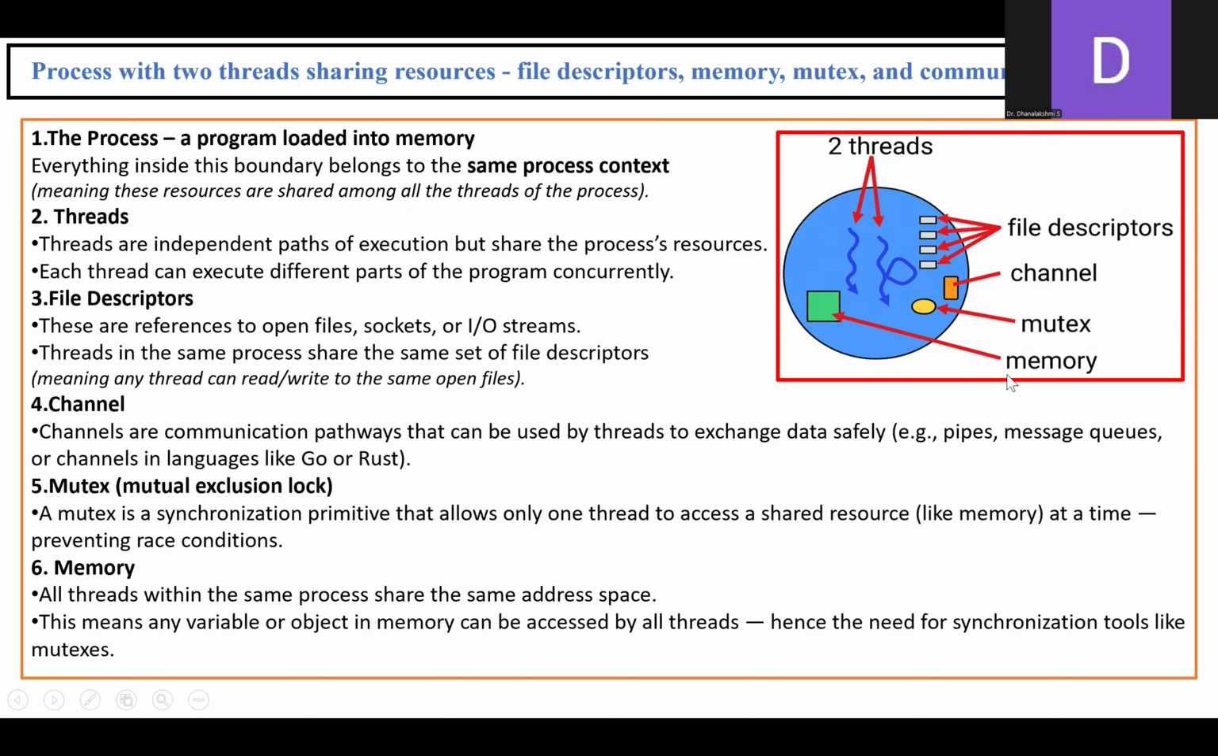So coming to the last part, the memory. All threads within the same process share the same address space. This means any variable or any object in memory can be accessed by all threads. Hence, the need for synchronization tools like mutex is highly required.